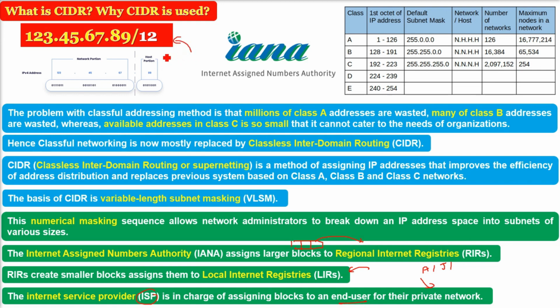So for any private network, the ISP will provide. This /12 is simply that the first 12 bits will be 1s: 11111111 and then 1111. This will be ANDed with the IP address being given, and then you will get the network address.